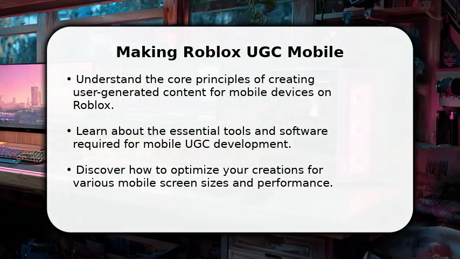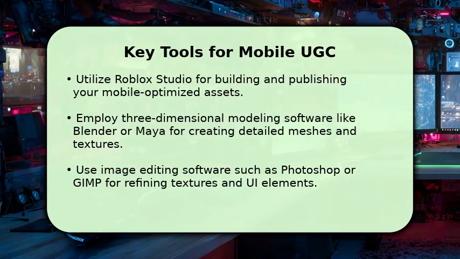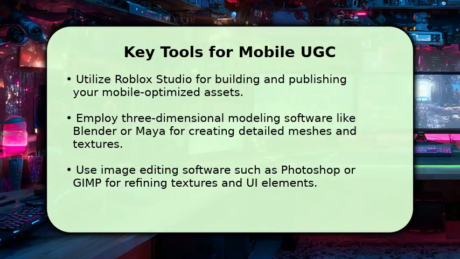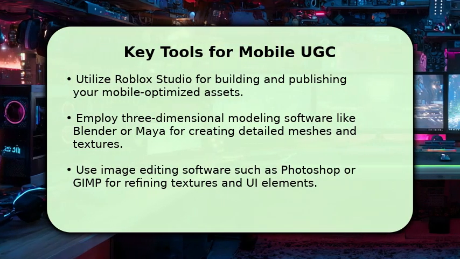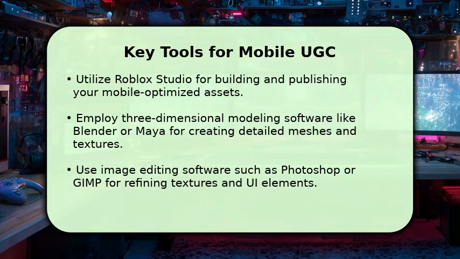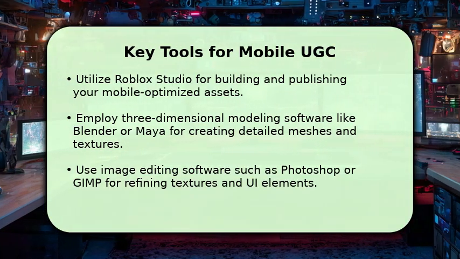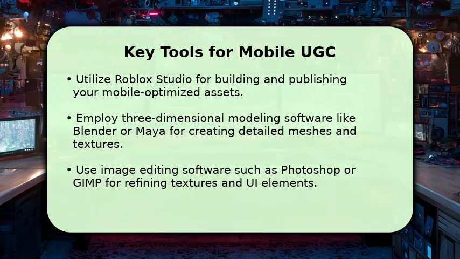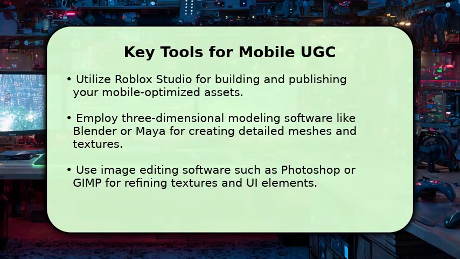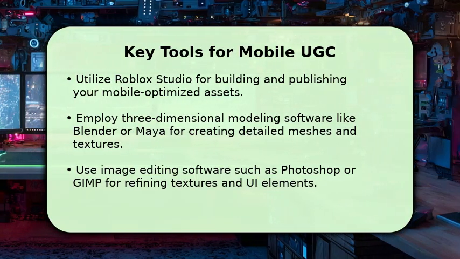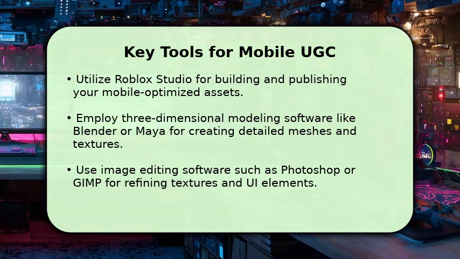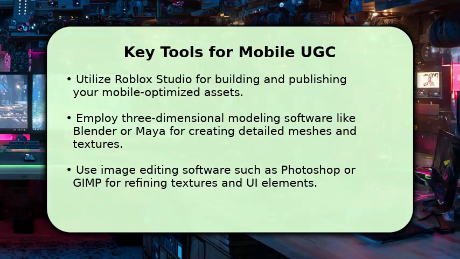successful user-generated content. To begin, you'll need Roblox Studio, which is your primary environment for building and publishing. For detailed three-dimensional models, software like Blender or Maya are essential, allowing you to craft intricate meshes and textures. Don't forget image editing tools such as Photoshop or GIMP. These are crucial for refining your textures, creating custom user interface elements, and ensuring visual consistency across your mobile creations. These tools form the backbone of your mobile UGC development.